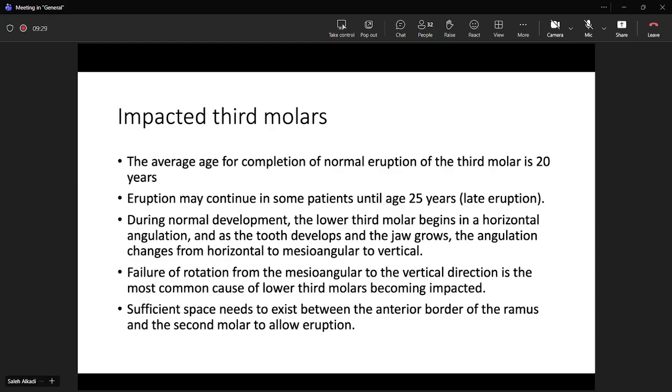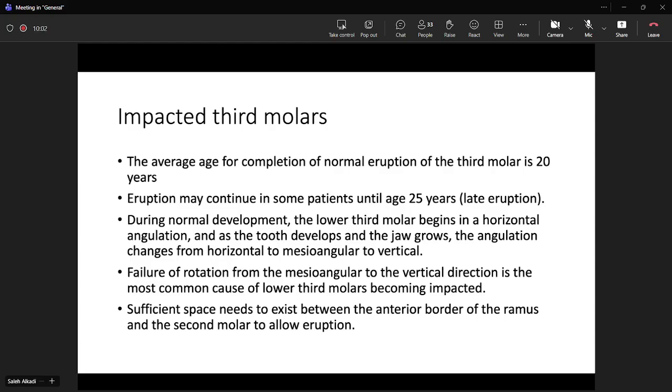If a problem happens in this change in angulation or rotation from the mesioangular to the vertical direction, this will cause third molar impaction. And as we mentioned earlier, this is the most important factor in third molar impaction, which is the abnormal orientation. Also, sufficient space needs to exist between the anterior border of the ramus and the second molar to allow eruption.